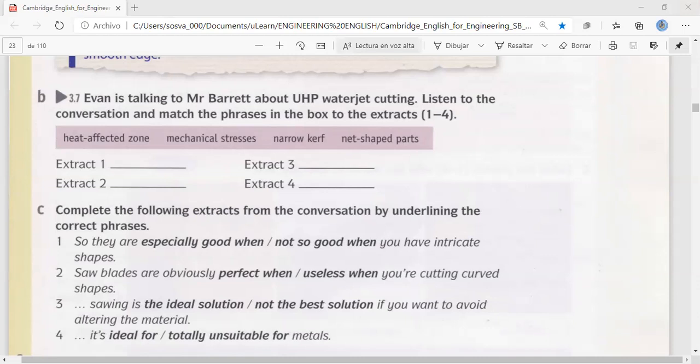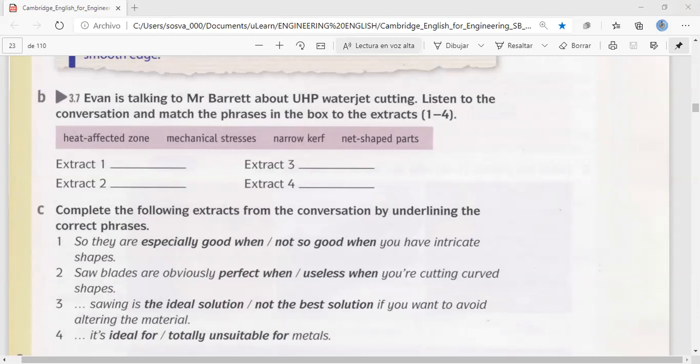So, we use high-pressure water jet cutting quite a lot. The good thing about it is you don't need to do any finishing afterwards. The edges are virtually perfect. So they're especially good when you have intricate shapes, which would be difficult to finish otherwise. That's right.